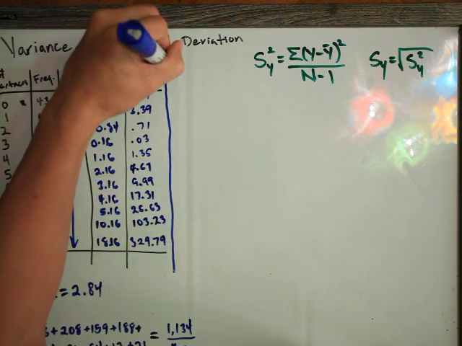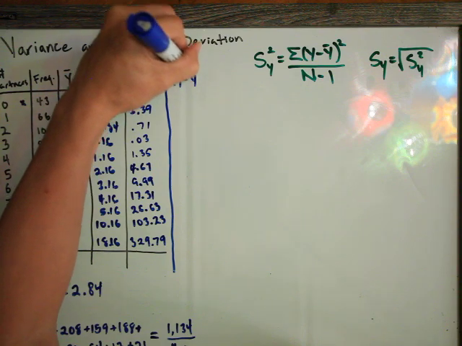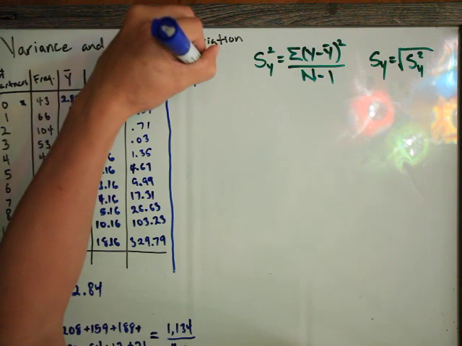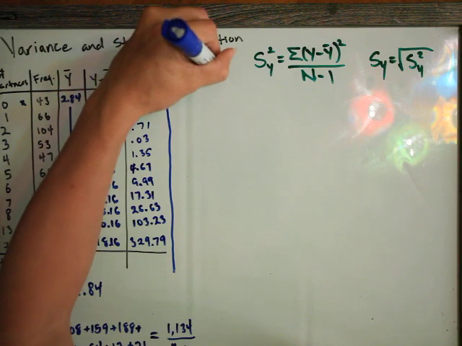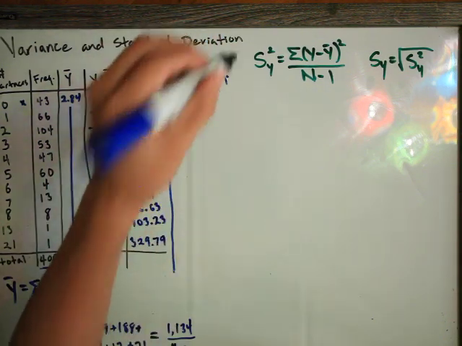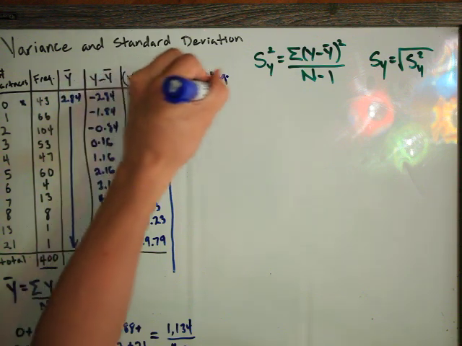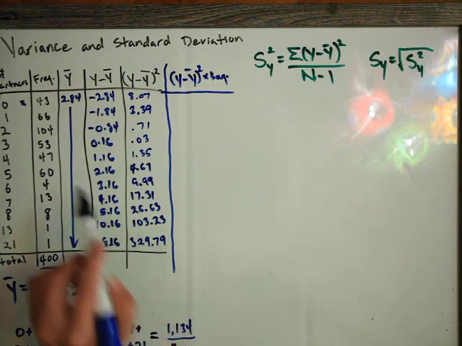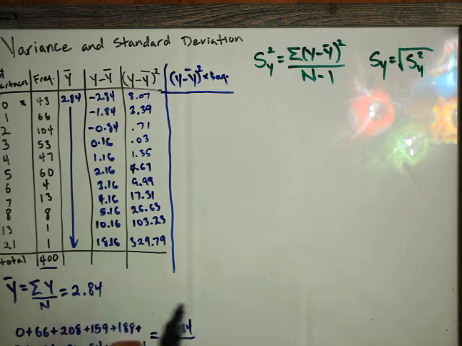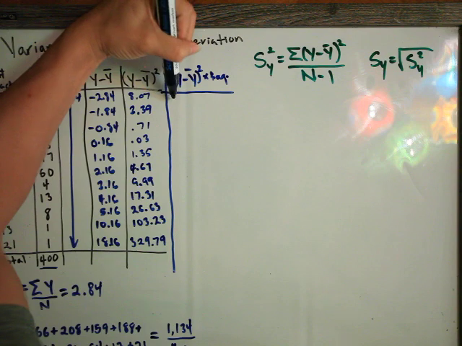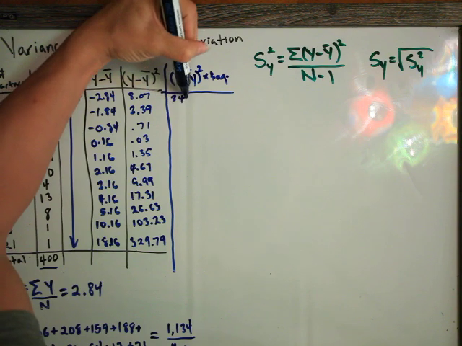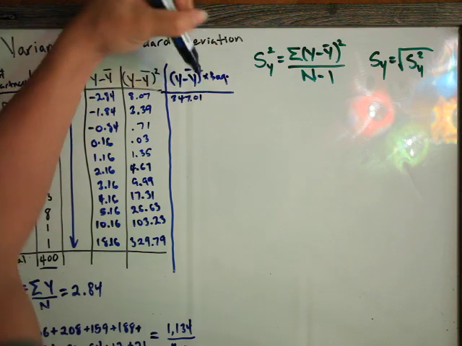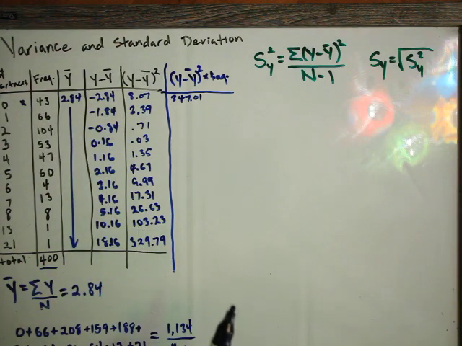Okay, and that's going to be y minus y bar squared times the frequency. Okay, that doesn't look like frequency, but it means frequency. So to do that now, we're going to take our values, first starting with 8.07, and we're going to multiply it by the frequency, which is 43. That's going to give us a value here of 347.01.